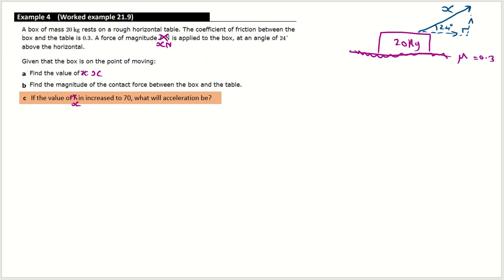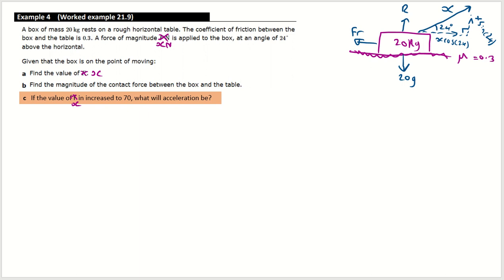We're in contact with a surface, so we've got a reaction force. It's a rough surface and we're in contact, so we've got a friction going against that, and we've also got the 20G. The one thing I also need is these two lengths. In terms of SOHCAHTOA, we are adjacent to the angle here, so this is going to be X cos 24, making this opposite, and then X sin 24.